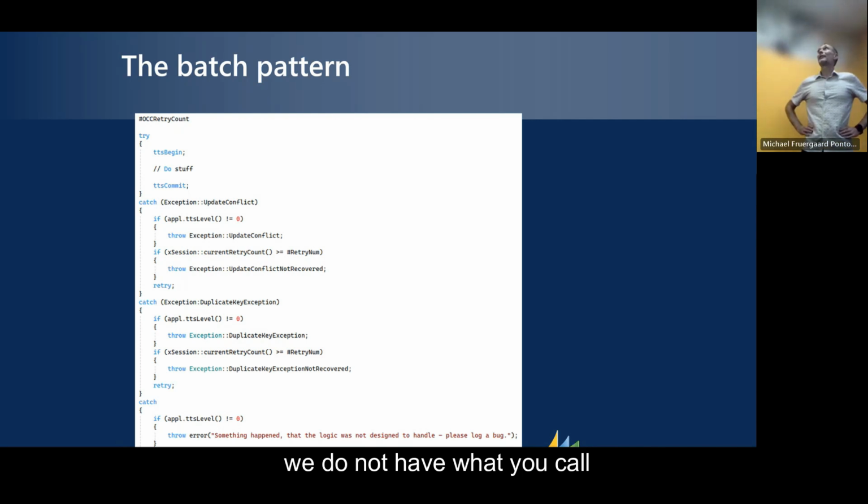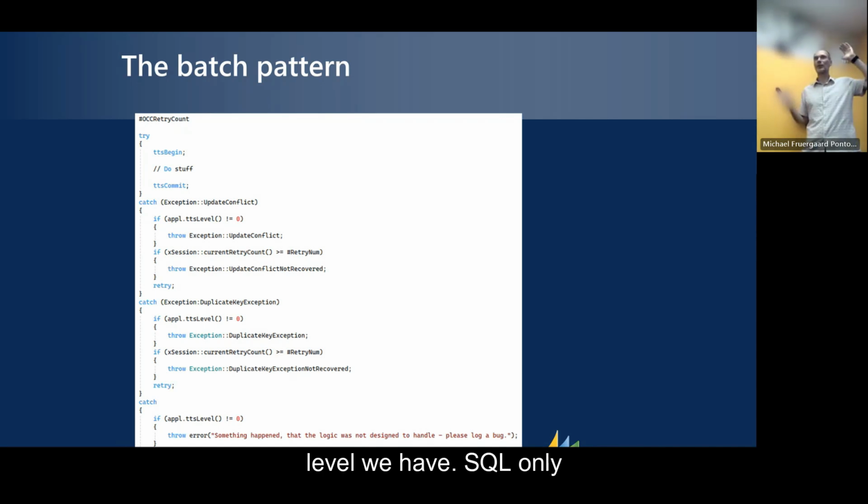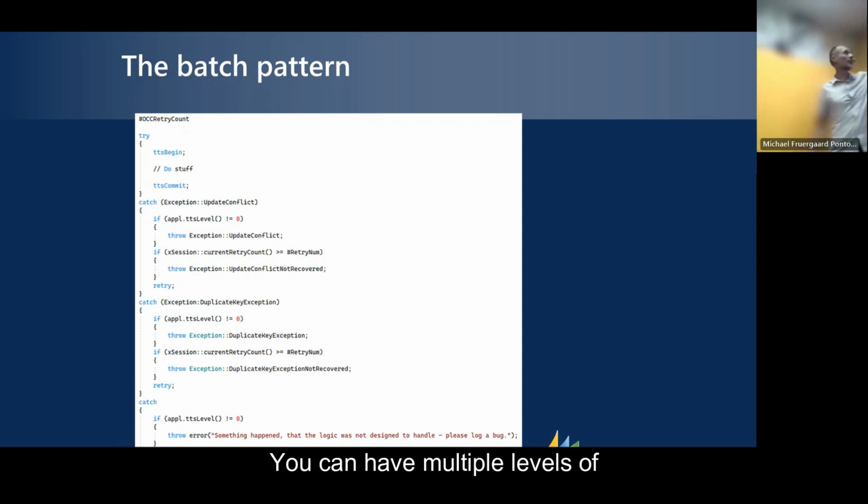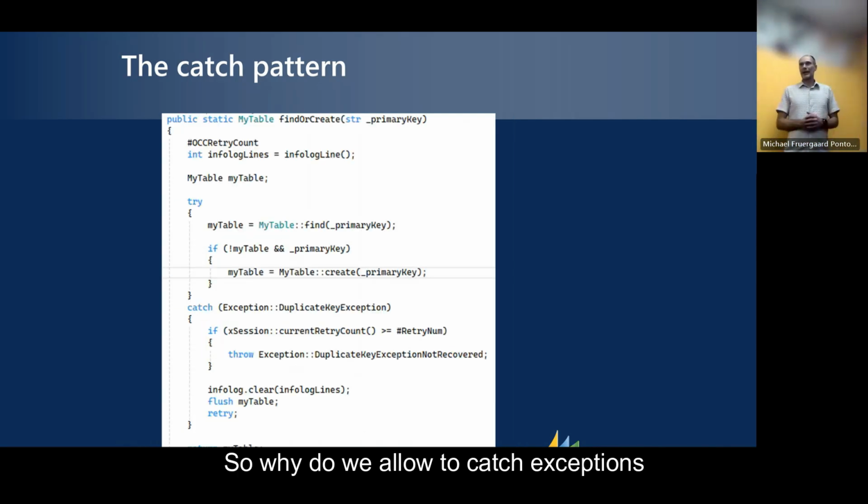We do not have what you call nested transactions in SQL. If we could roll back just part of the transaction, that would solve it. But SQL only knows about transaction begin and commit. You can have multiple levels of TTS begin and commit, but the SQL database will not know. And when you reach the final commit, basically it's a stack. So when you reach 0 again, it will be committed to the database. So why do we allow catching exceptions inside a transaction at all? And this is for concurrency reasons, really.